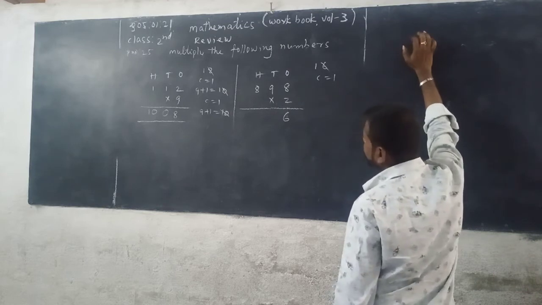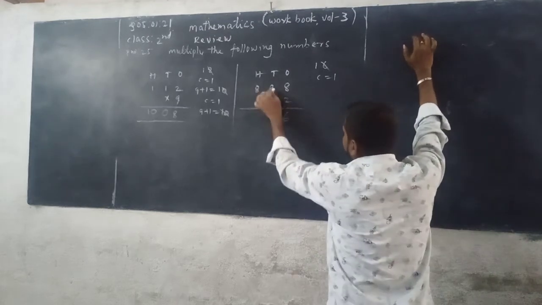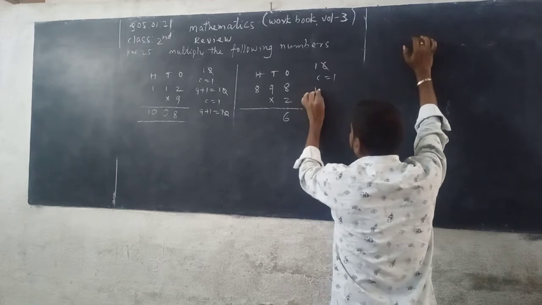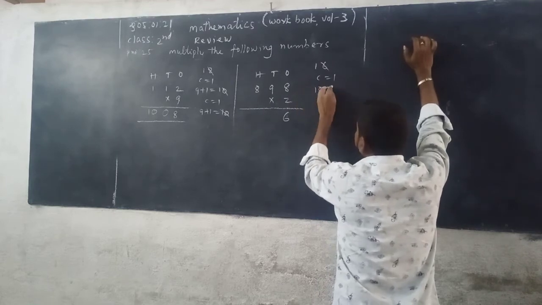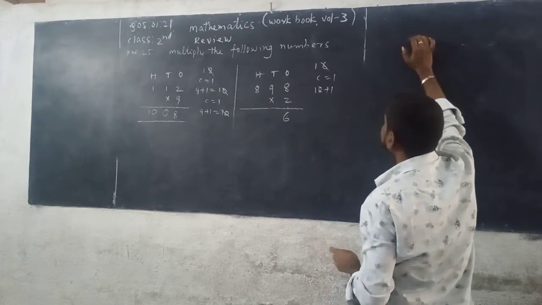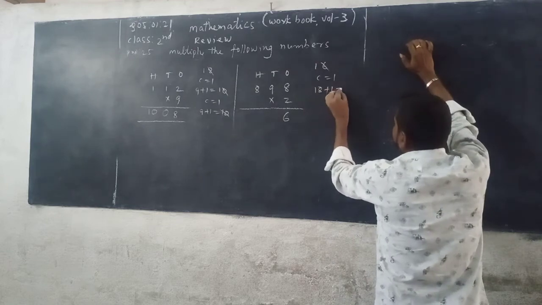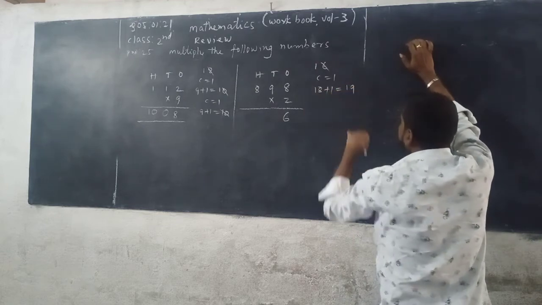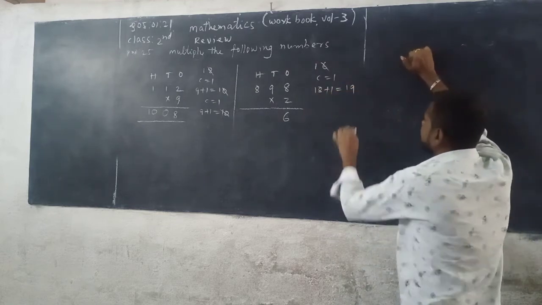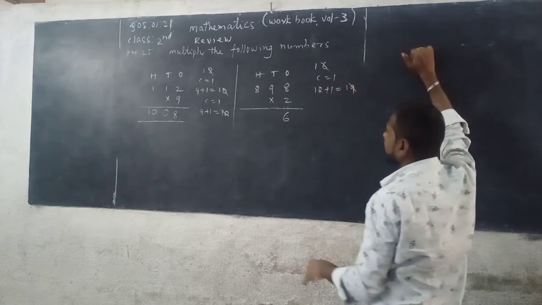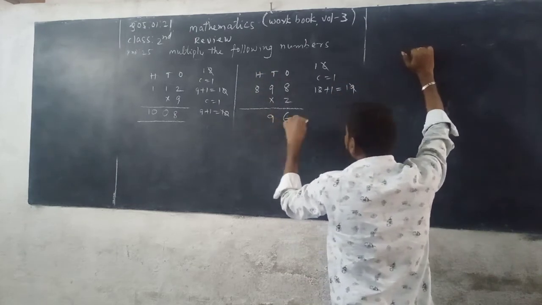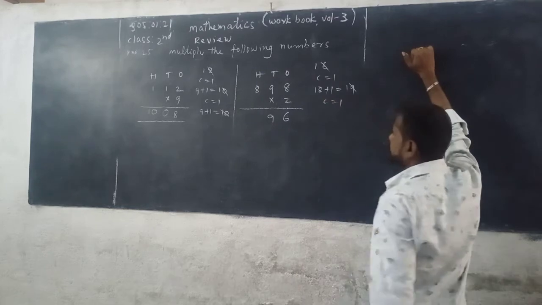Next we multiply the digits in the tens place. 9 with 2. 2 9s are 18. 18 plus 1, 1 is the previous carry. 18 plus 1, you get 19. 19 is a 2-digit number. Unit digit 9 is taken and written down in the tens column of the product. The remaining 1 is the carry.